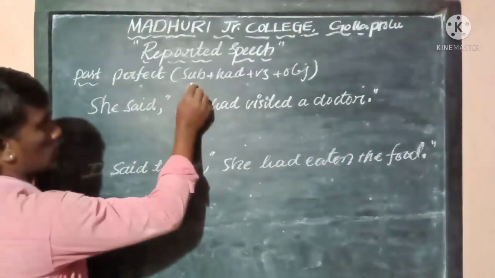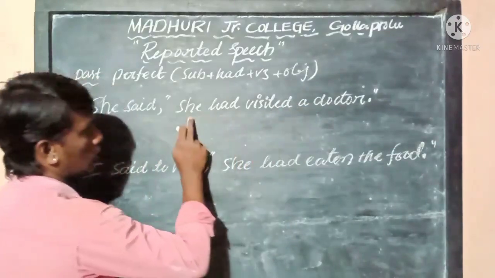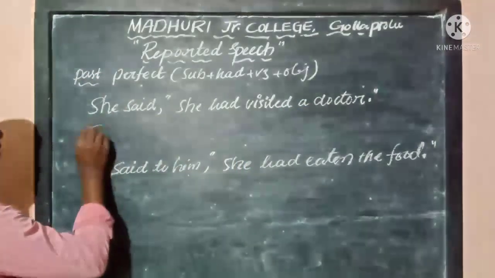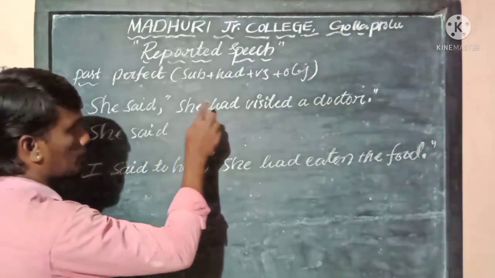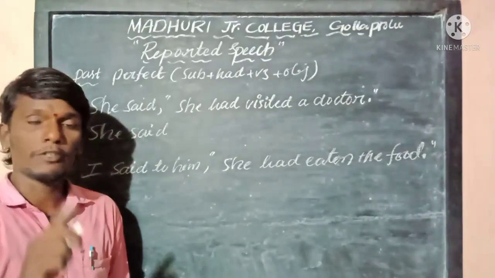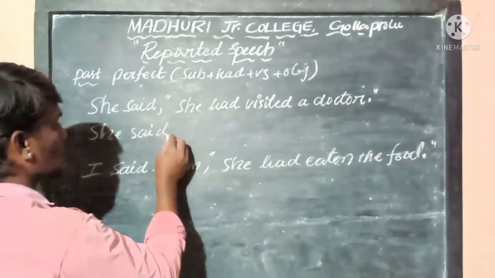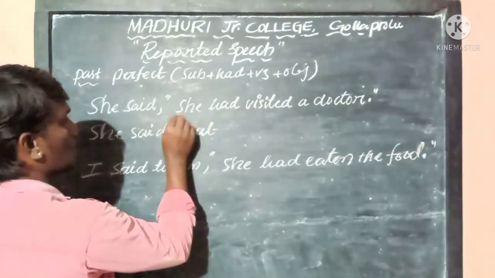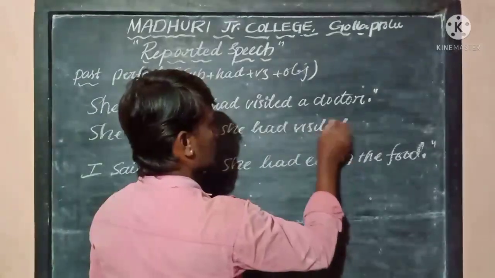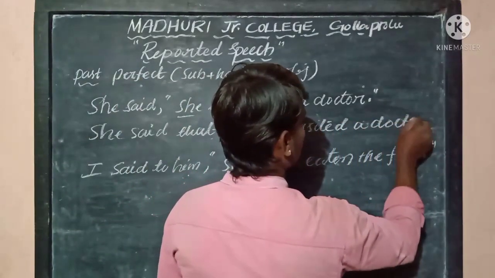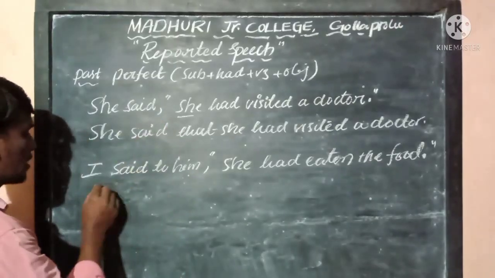Now let us change past perfect tense into the other tense. The past perfect tense structure is subject plus had plus V3 plus object. Now this is also a declarative sentence. Here see, it is very easy. She said. As I have already mentioned in the part on tense, when you find past perfect tense, it cannot be changed into other tenses; it is to be written as it is in direct speech. So here she said that she had visited a doctor. Here the tense cannot be changed. Even if you can change pronouns, the tense is not changed. See here, I said to him.